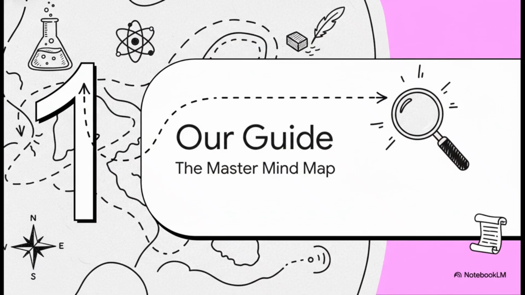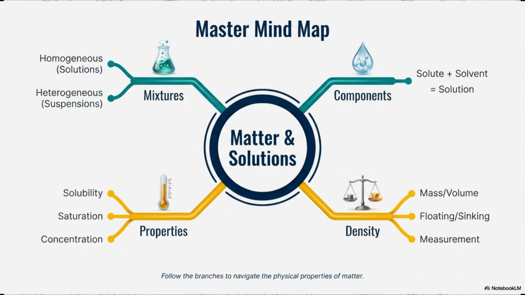Now, to navigate these hidden rules, you need a map, right? And lucky for us, we've got the perfect one to guide our little journey today. Check this out. This mind map is going to be our guide for the next few minutes. You see those four main branches? We're going to start with mixtures to see how different things combine.